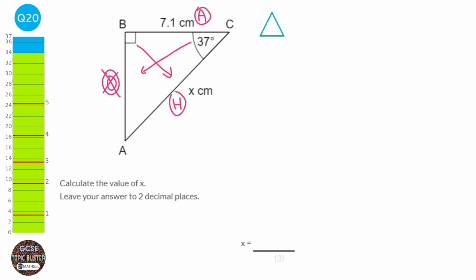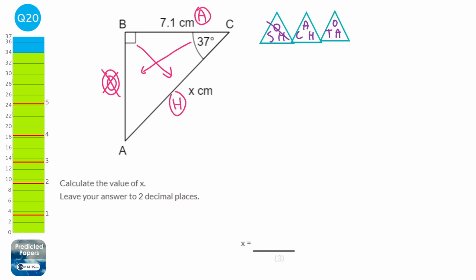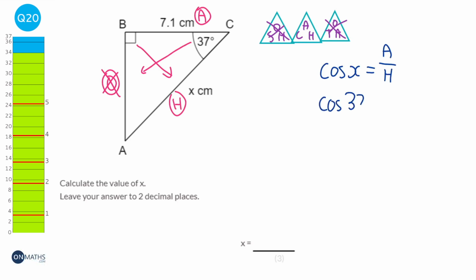We're next going to draw our triangles for SOHCAHTOA. So it'd be SOHCAHTOA. And we cross out the opposite, so we're not looking at a sine or tan, we're going to be looking at the cos. So it would be cos the angle, or cos x, equals a over h. And the angle is 37. So cos 37 equals 7.1 over x.